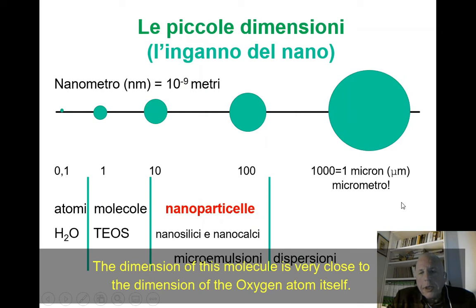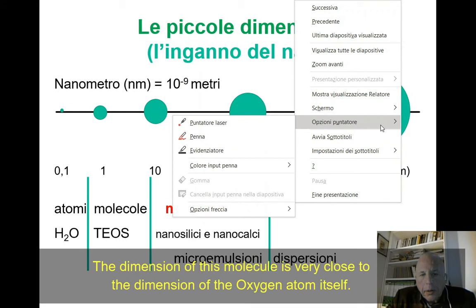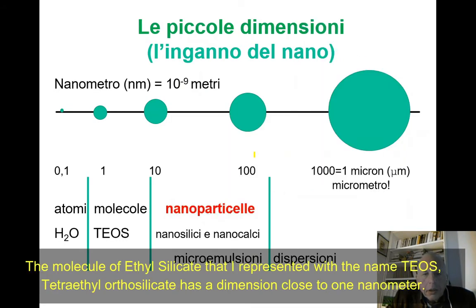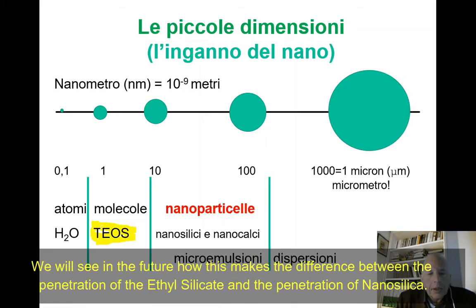The dimension of this molecule is very close to the dimension of the oxygen atom itself. The molecule of ethyl silicate that I represented with the name TEOS, that is tetraethyl orthosilicate, has a dimension close to 1 nanometer. And these molecules are much smaller than a greater part of the nanoparticles. We will see in the future how this makes the difference between the penetration of the ethyl silicate and the penetration of nanosilica.